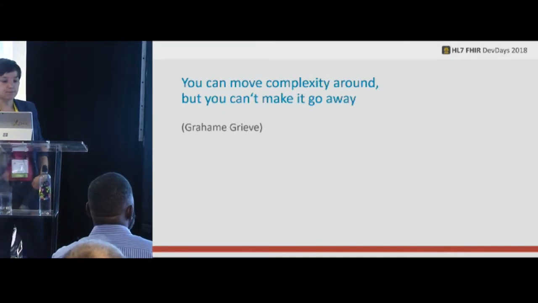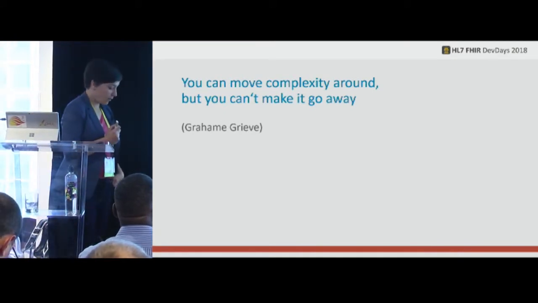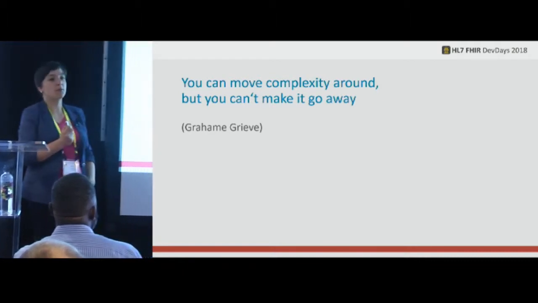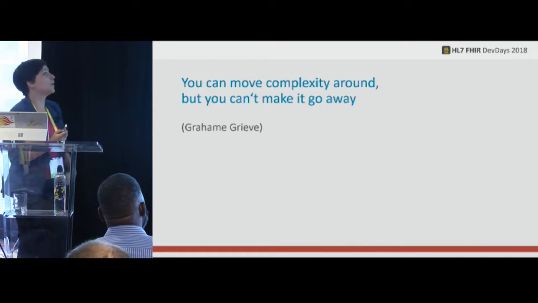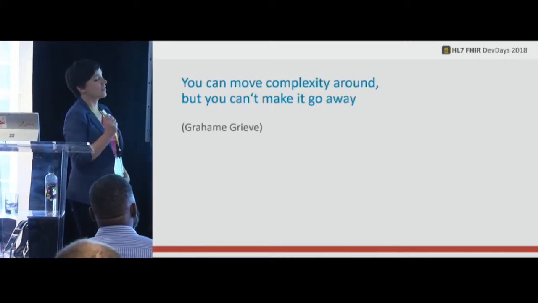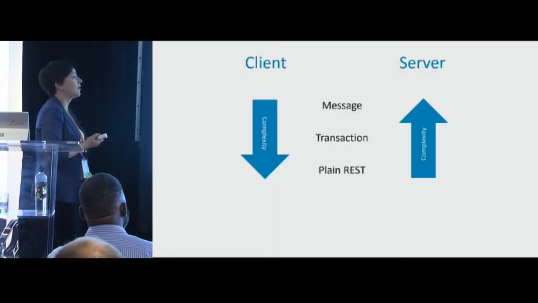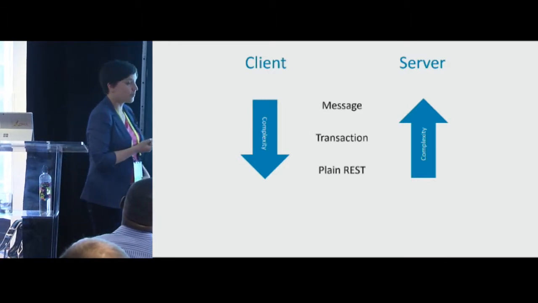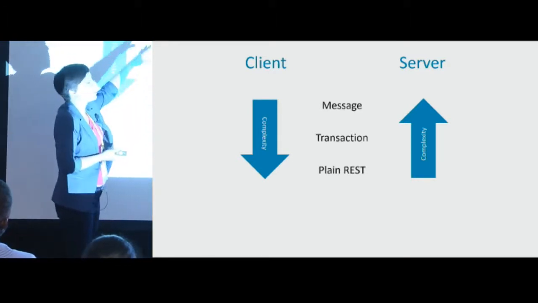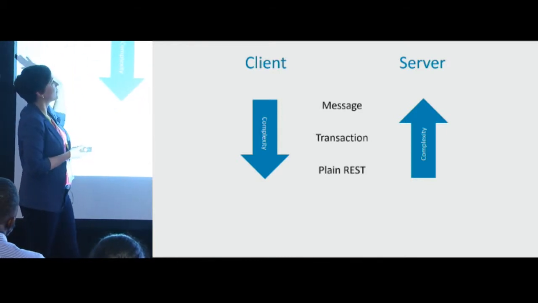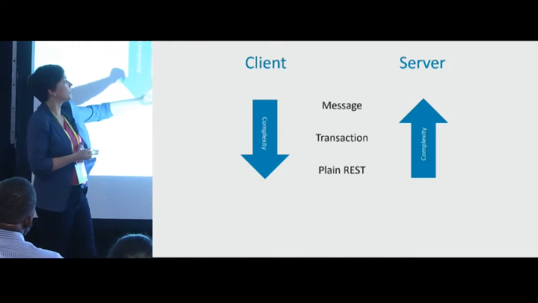My most favorite quote from Graham is: you can move complexity around, but you can't make it go away. And this is once again very, very true for the scenario that we are talking about. We have different options for how to handle the V2 mapping, and depending on which one we choose, the complexity moves from client to server.